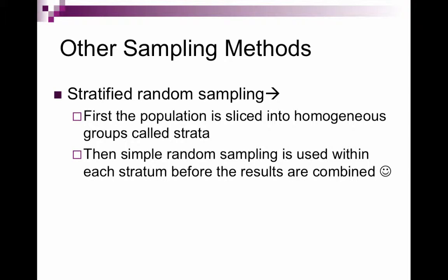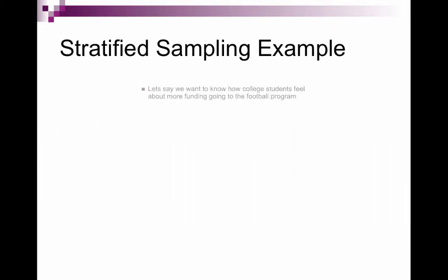When you break apart a population into strata, your sample for each stratum has to be proportional to how it's represented in the overall population. So if we're breaking apart based off of gender, and 40% are males and 60% are females, then 40% of my sample has to be males and 60% of my sample has to be females. So in other words, if I were taking a sample of 10 people, 4 would be males, 6 would be females.